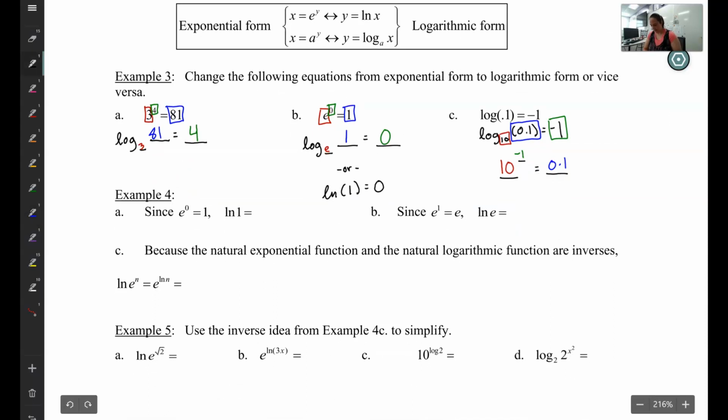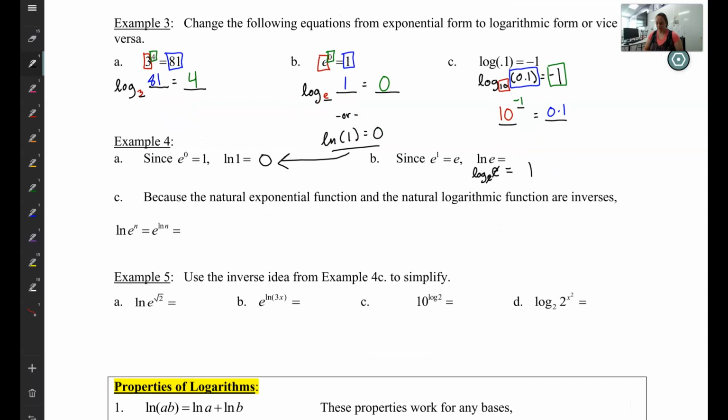Now let's use those to answer some of these. Since e to the 0 equals 1, then ln of 1 equals, well, we already filled that one in, 0. Next, we have e to the 1 equals e. Now for this one, a little trick that we have right here, I'm going to change this back into that. When your base and your input match, they basically cancel out and you get 1. So because the natural exponential function and the natural logarithmic function are inverses, they kind of cancel each other out, and we're just left with the number that's left, or the n.